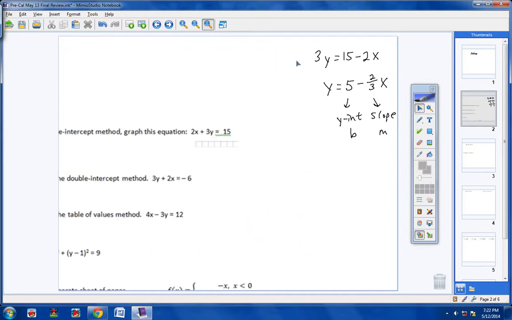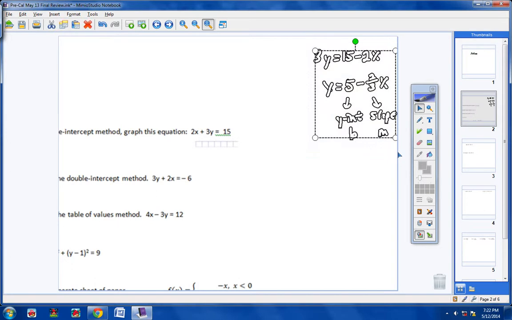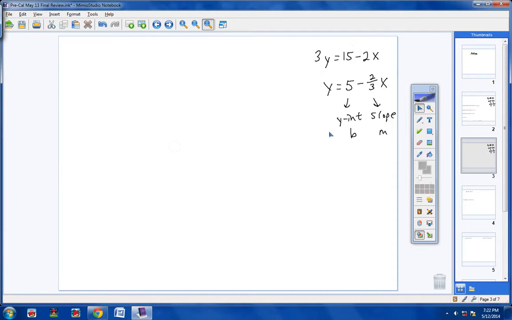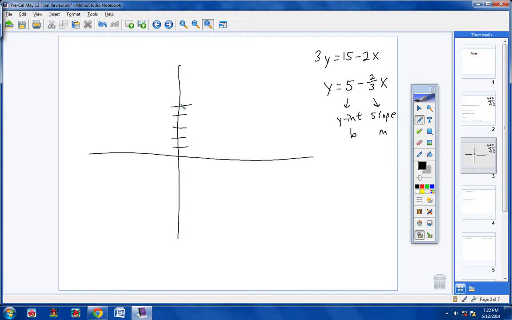Let's go ahead and graph this equation. So we know the y-intercept is 5, so I'm going to go to 5 on the y-axis and put a point right there because my y-intercept is 5. And then my slope is negative 2/3.